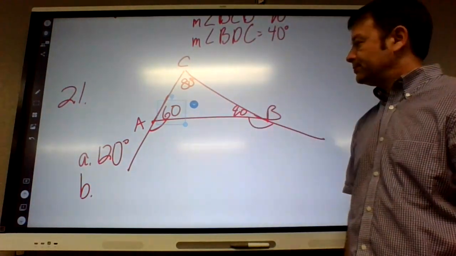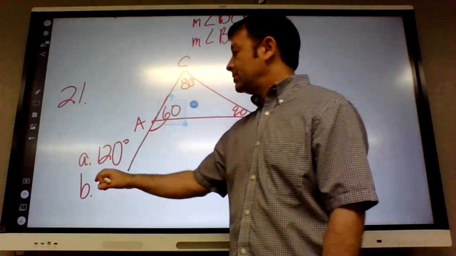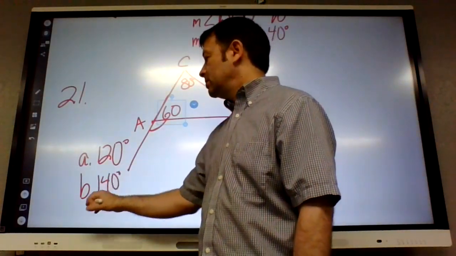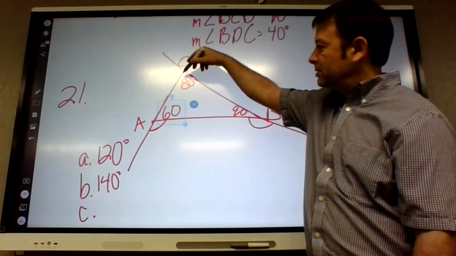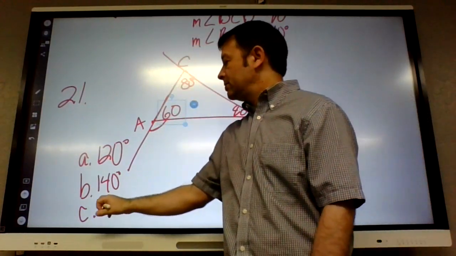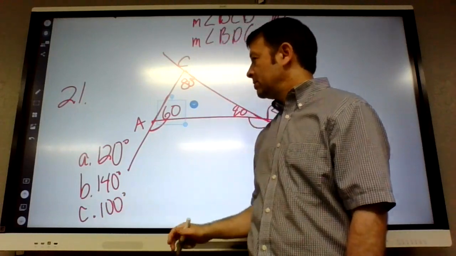What about that one? 140. 140. And then C, 101. We should do that. I like those kind. I agree with you, Stan. Why can't all math papers be like this?